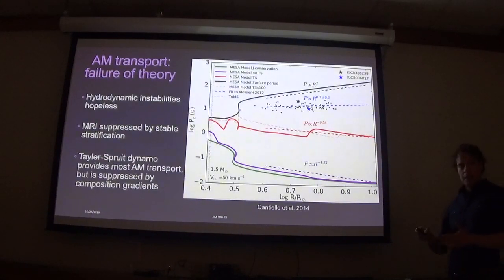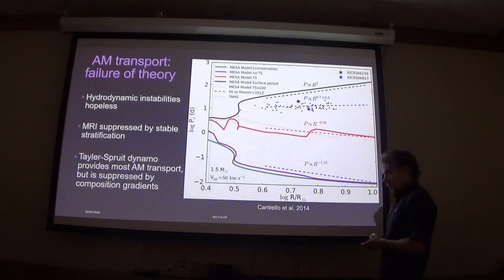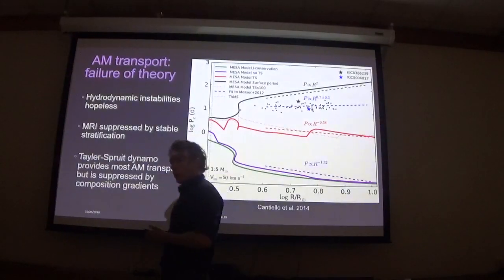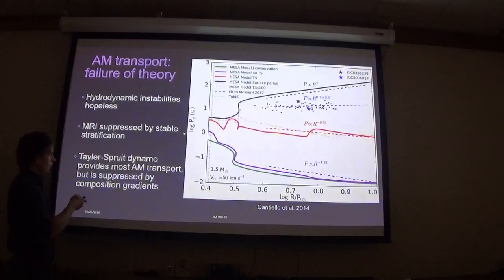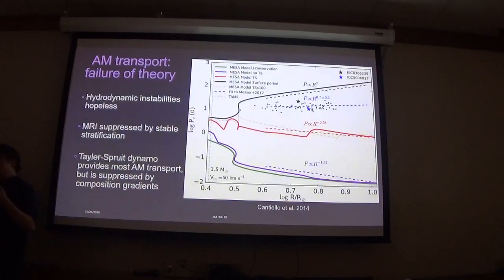The next best guess at what's producing angular momentum transport is a mechanism called the Taylor-Spruit dynamo. This is a process based on an instability called the Taylor instability, which is a magnetic instability, which I'll talk about in a minute. There's a nice paper by Henk Spruit trying to come up with a prescription for how much angular momentum transport this instability should create. When you put that into a stellar model, you get this red line, which still misses the data by roughly one order of magnitude. So the stars are spinning even slower than this optimistic coupling mechanism predicted.